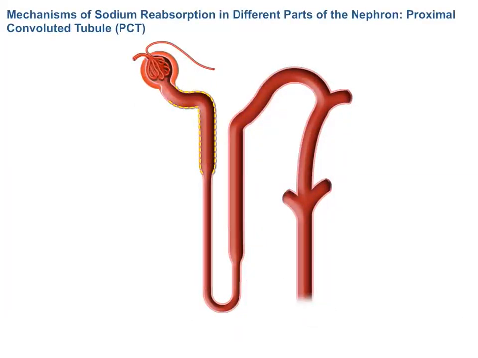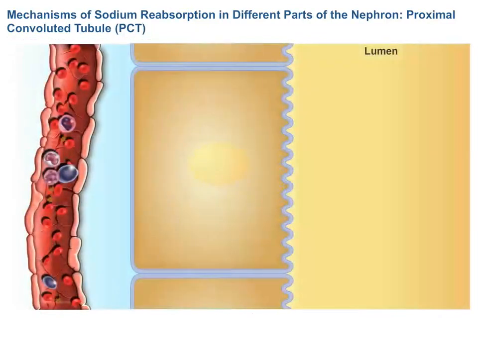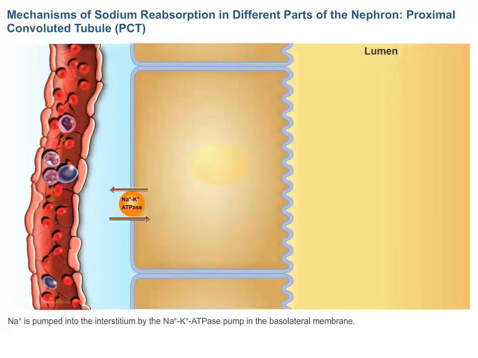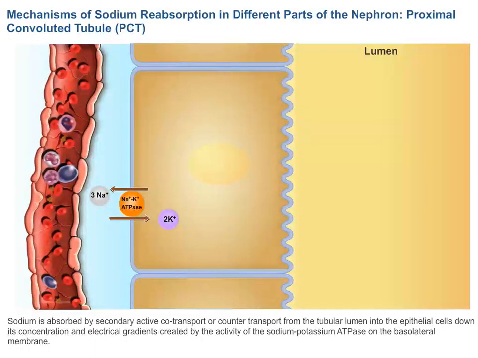Mechanisms of sodium reabsorption in different parts of the nephron. Proximal convoluted tubule, PCT. Sodium is pumped into the interstitium by the sodium-potassium ATPase pump in the basolateral membrane. Sodium is absorbed by secondary active cotransport or countertransport from the tubular lumen into the epithelial cells down its concentration and electrical gradients created by the activity of the sodium-potassium ATPase on the basolateral membrane.